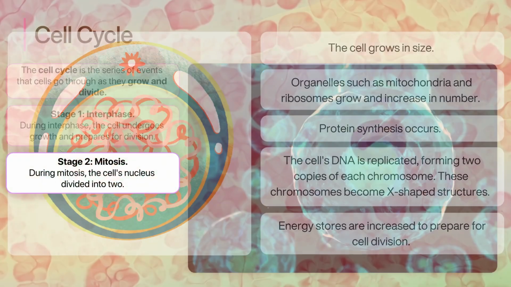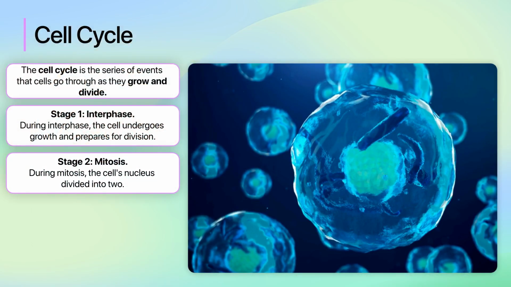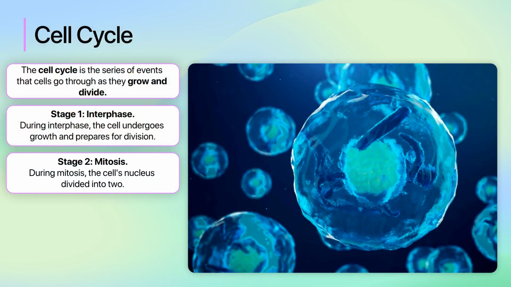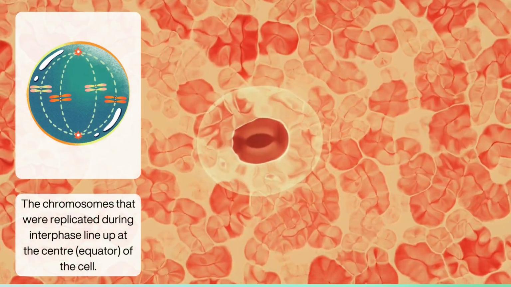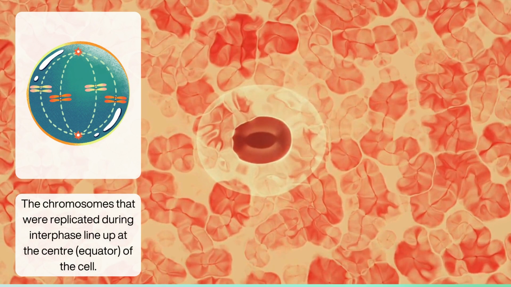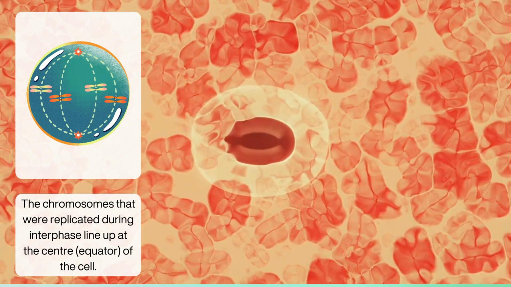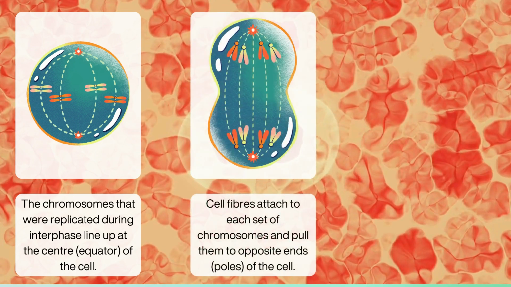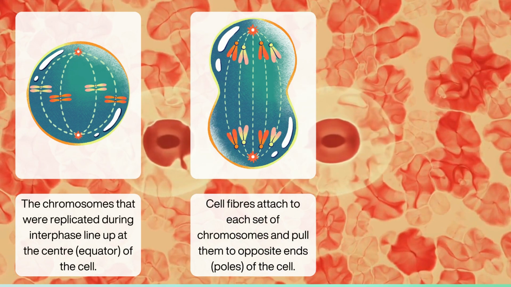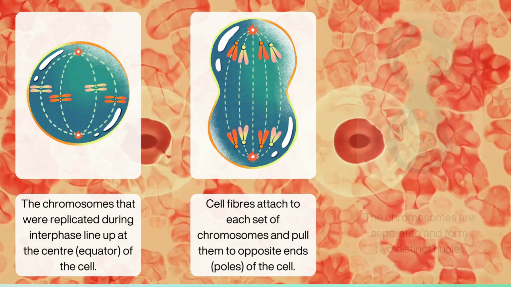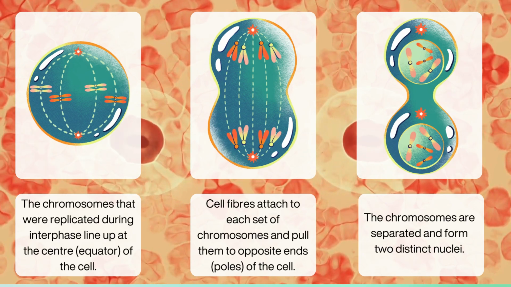The second stage is called mitosis. This is the stage where the cell's nucleus divides into two. Let's take a closer look at the process of mitosis. The chromosomes that were replicated during interphase line up at the center, or the equator, of the cell. Then, cell fibers attach to each set of chromosomes and pull them to opposite ends, or poles, of the cell, where two separate nuclei begin to form.